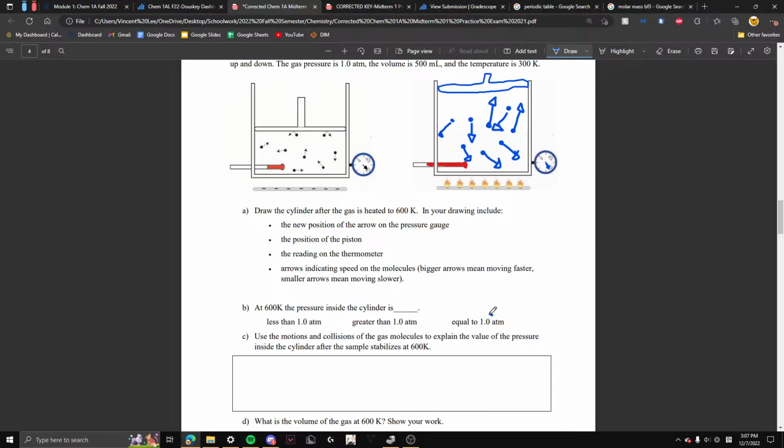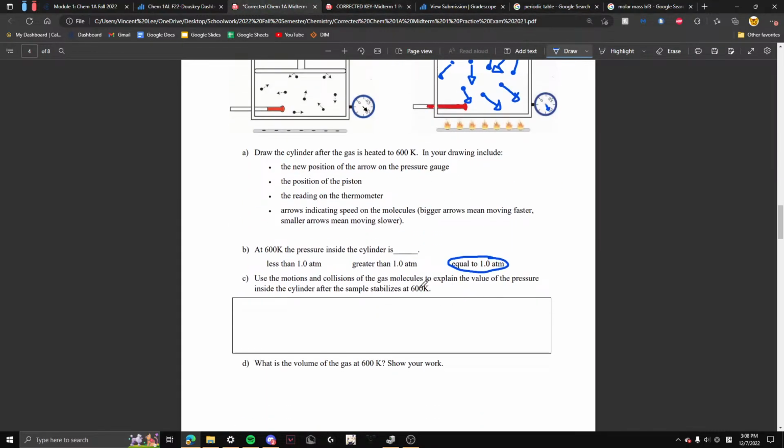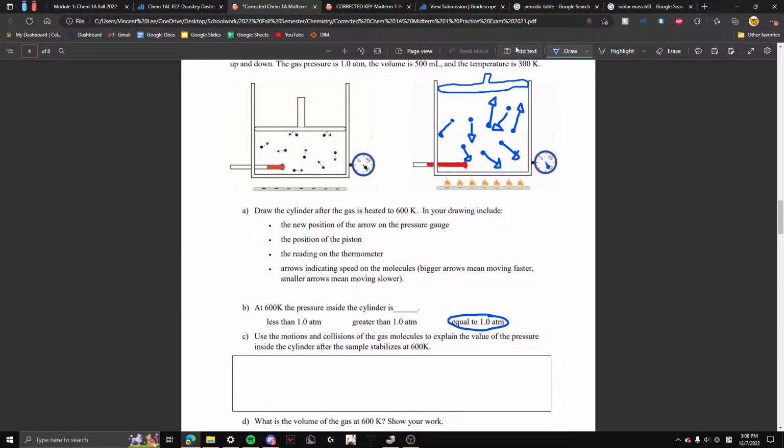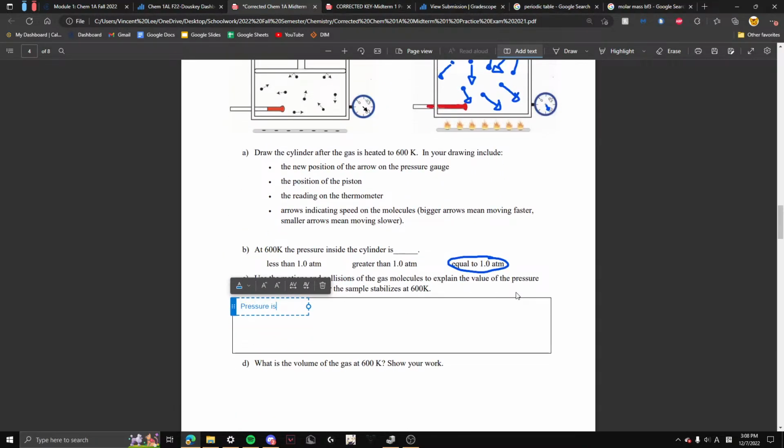So at 600K, the pressure inside the cylinder is equal to... That's because PV equals nRT. We increased T and we're letting V change as well. So V is just gonna change a little bit while P stays the same. Yeah, equal to. Use motion to explain the value of the pressure inside the cylinder after the sample stabilizes at 600K. So pretty much what happens is that, motions and collisions, is that literally what I think it is? Okay. So pressure is determined by the energy and the frequency of the collisions that occur.